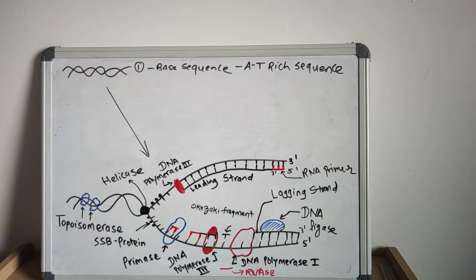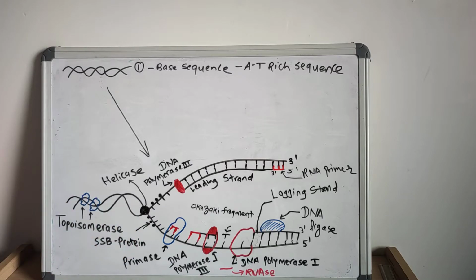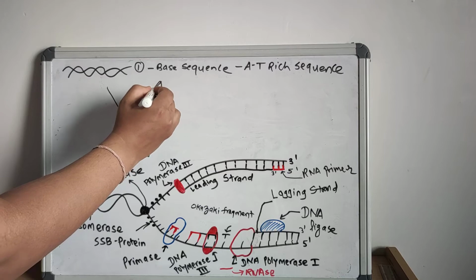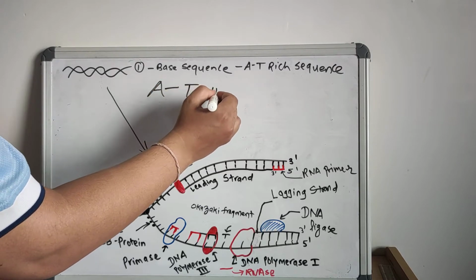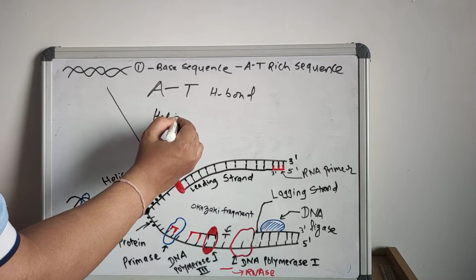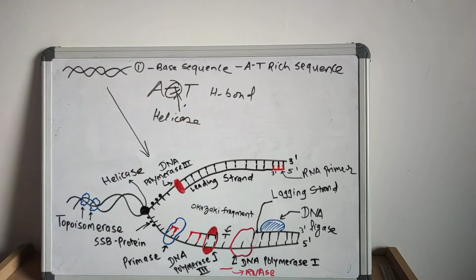And now, what happens? There is one enzyme, helicase. The enzyme helicase breaks the hydrogen bonds holding the base pairs together. AT has hydrogen bonds, and helicase breaks these hydrogen bonds.